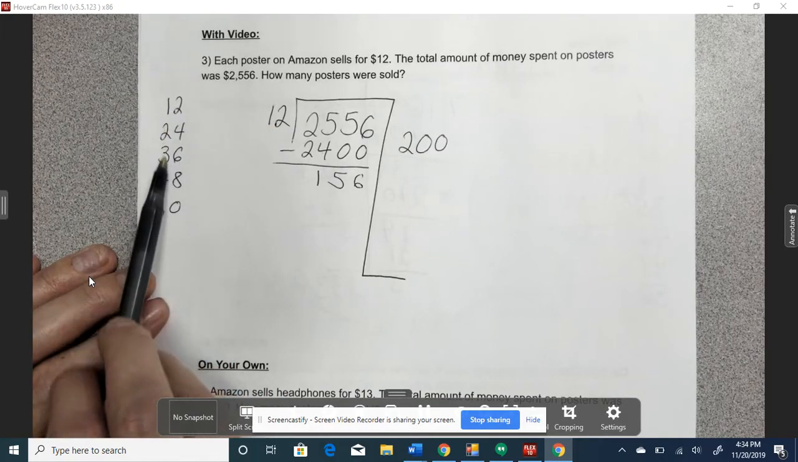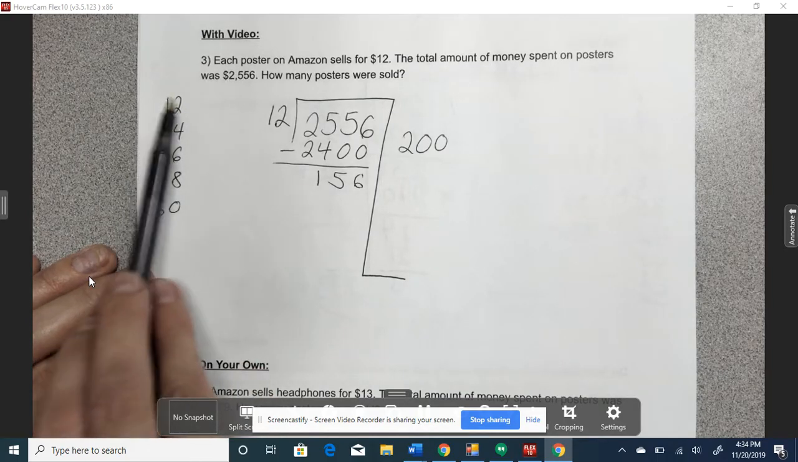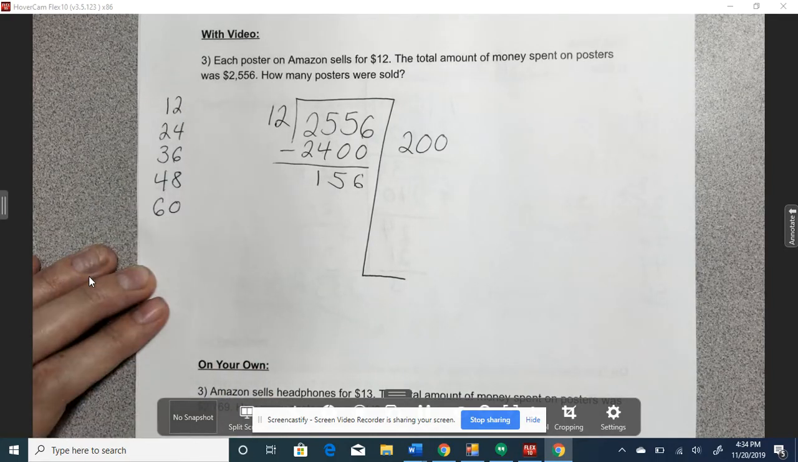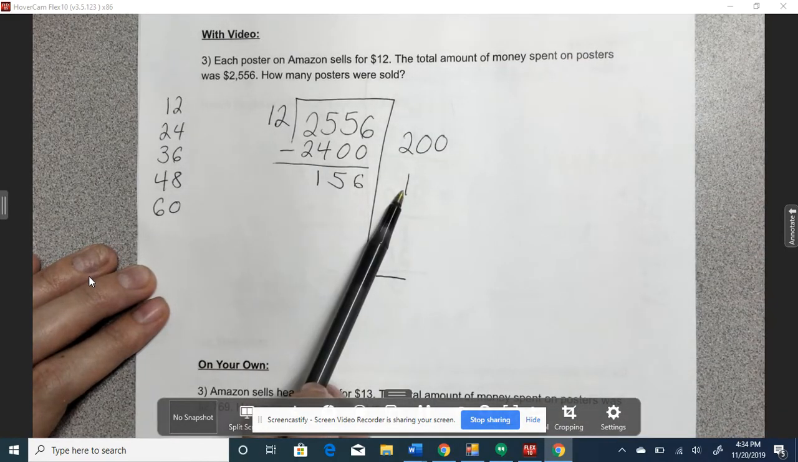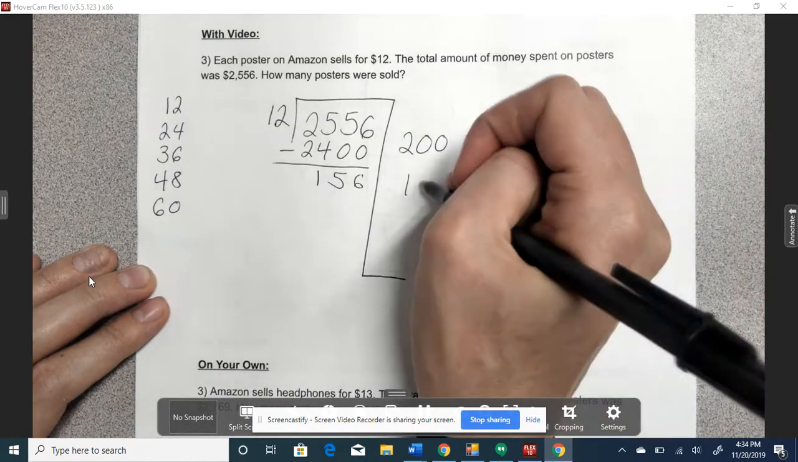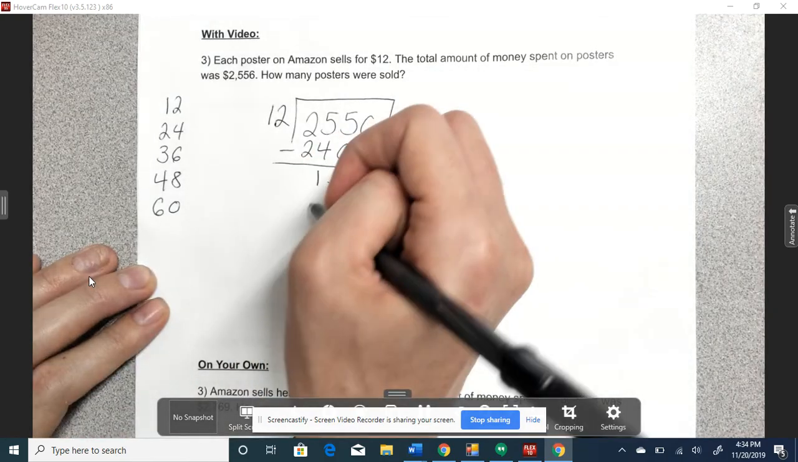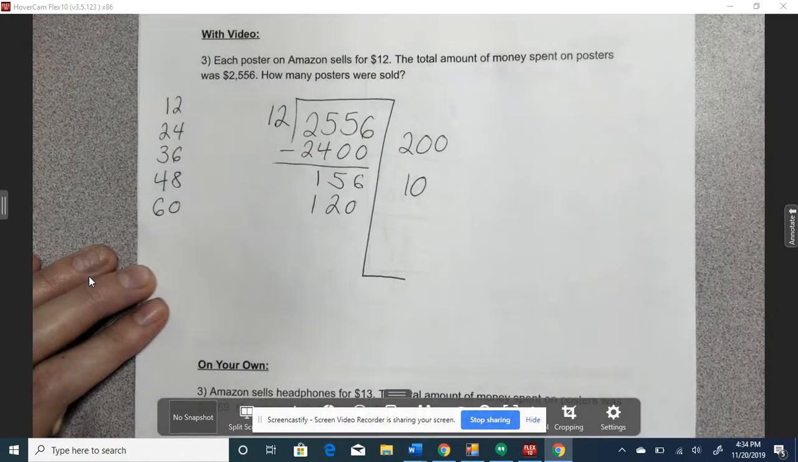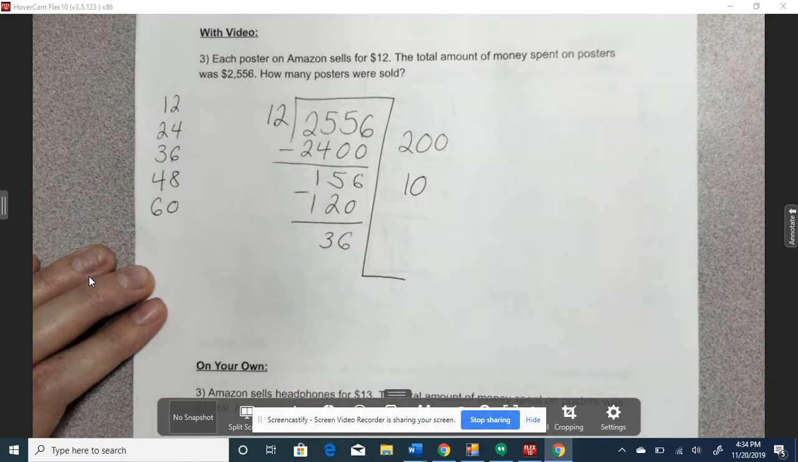I'm going to look into my multiples. I see 12 is my closest multiple to 15 without going over. 12 is my first multiple, so I'm going to put 1 over here. 12 times 1 is 12, and I was looking for 12 tens, so I actually need to be multiplying by 10. 12 times 10 is 120, or 12 tens. I'm going to subtract, and I get 36 left over.